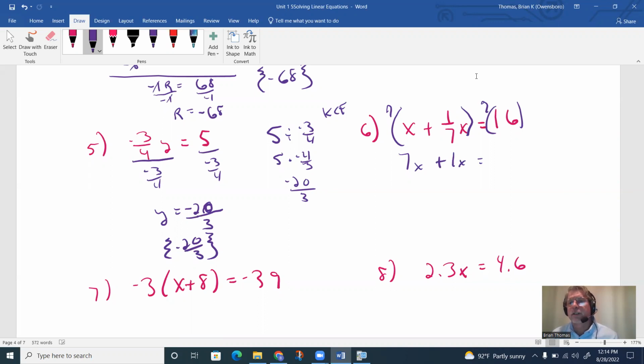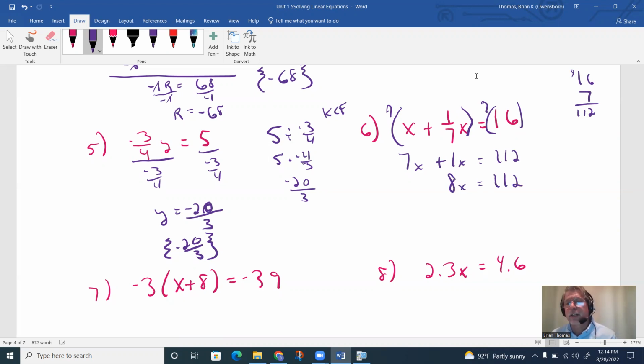Then I have the 16 times 7. So 16 times 7 would be, what's that, 42. 7 would be 112. This is going to be 112. And then also the left side, we still have to simplify because we have like terms. This turns into 8x equals 112.